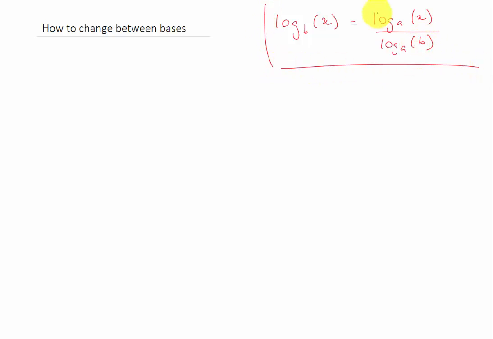And I'm going to show you the rules. The rule is that if we've got log in base b of x, and we want to change it to log in base a, then it's equal to log base a of x divided by log in base a of b. So you need to learn that off by heart, but you do not need to learn the proof, which I'm about to show you.